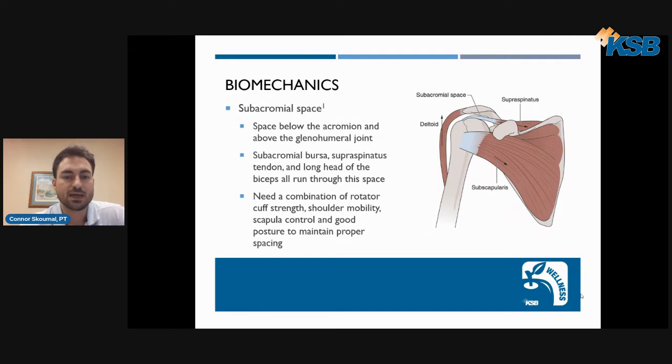So in terms of biomechanics, let's talk about the subacromial space. That's a space below the acromion, which is that very top part of the picture there on the right, which is part of the scapula, and it's above the glenohumeral joint, obviously. Within this space, you have the subacromial bursa, supraspinatus tendon, which is a rotator cuff tendon, and the long head of the biceps. You need a combination of rotator cuff strength, shoulder mobility, scapular control, and good posture to maintain proper spacing. So very common to see shoulder impingement.